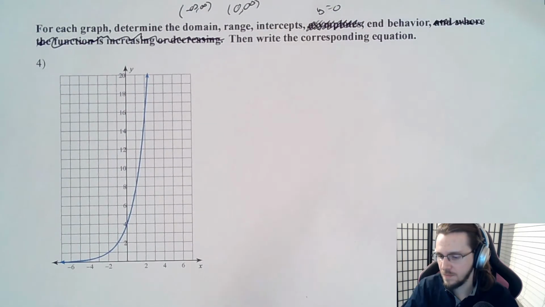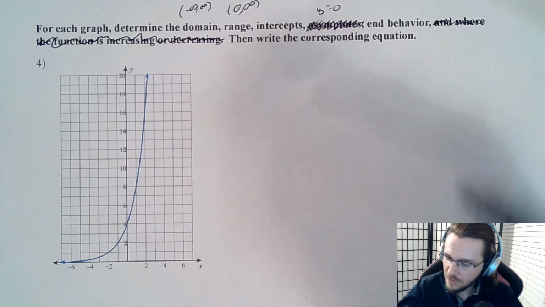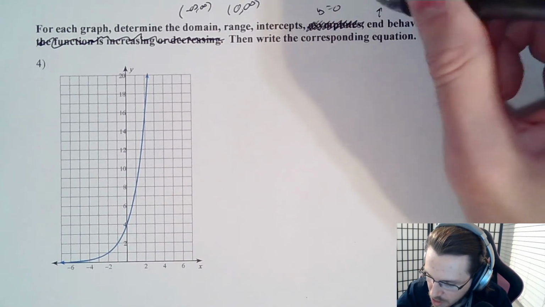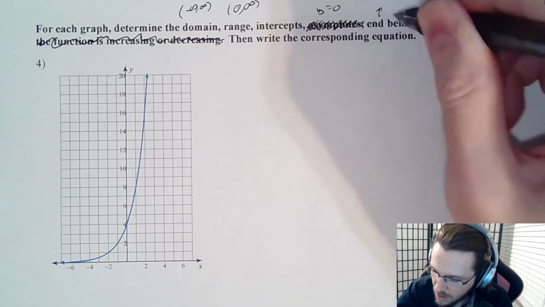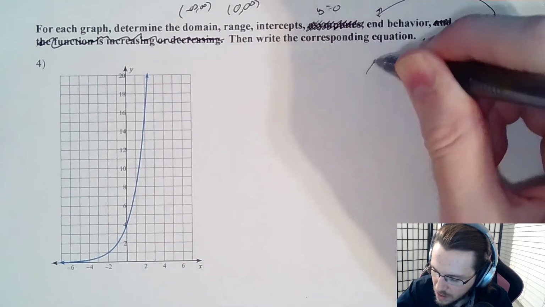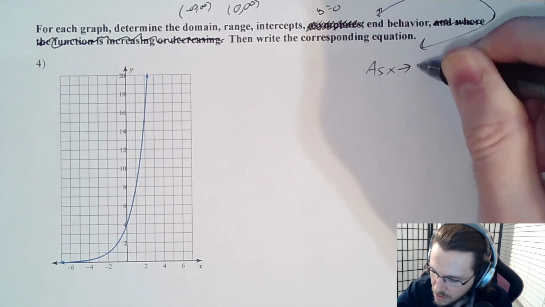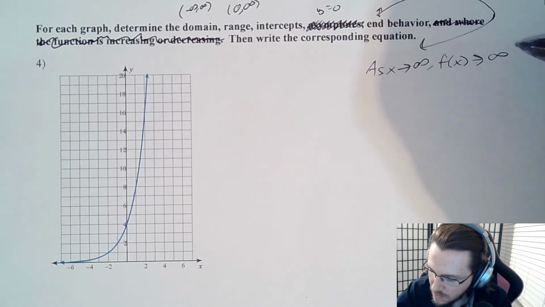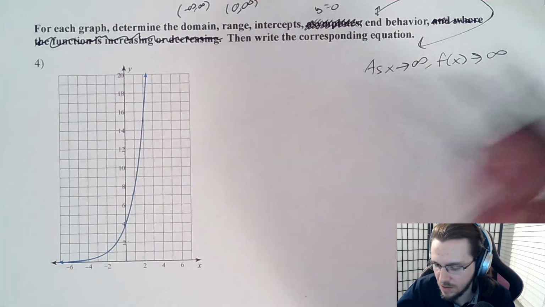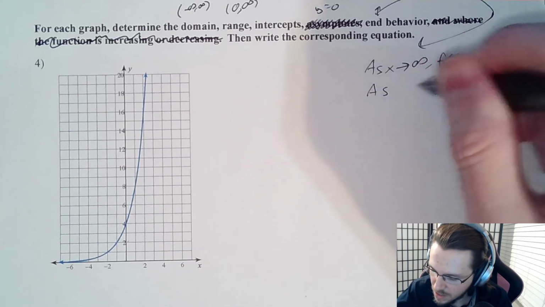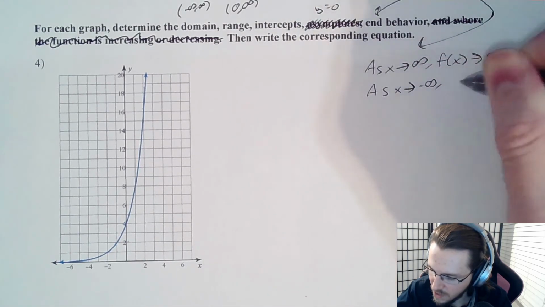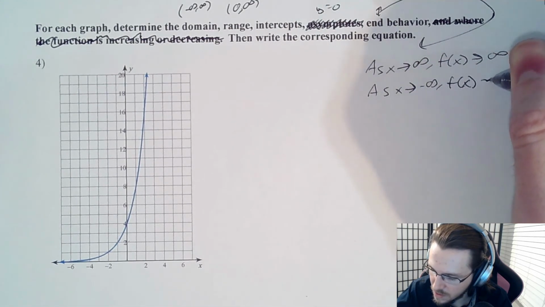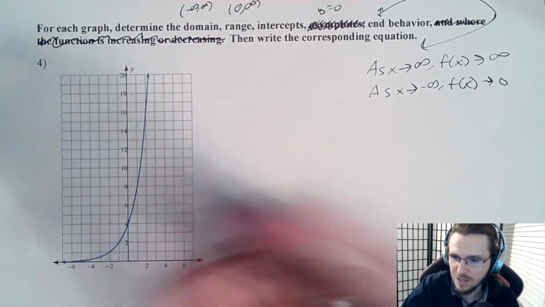What a bummer. End behavior is exactly the same as that previous question. So I'm going to write it down over here. As x goes to infinity, f of x also goes to infinity. We know that because as it goes to the right, it goes up. And as x goes to negative infinity, f of x goes to 0 because it's going to that bottom line there.